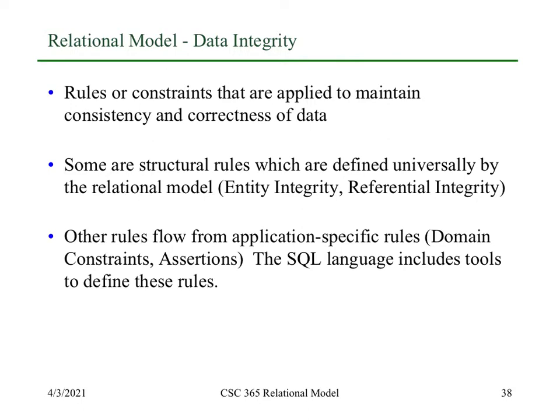The relational model provides rules and constraints that help to maintain this correctness and consistency. Some of these rules are structural rules, which means that they're defined universally by the relational model, namely that they're built in to the model in some sense. Other rules flow from the application-specific things that are specific to a given organization. And these are things like domain constraints, in other words, the values that different things can take on that represent what's going on in the world. The SQL language and tools includes tools to define both kinds of these rules.